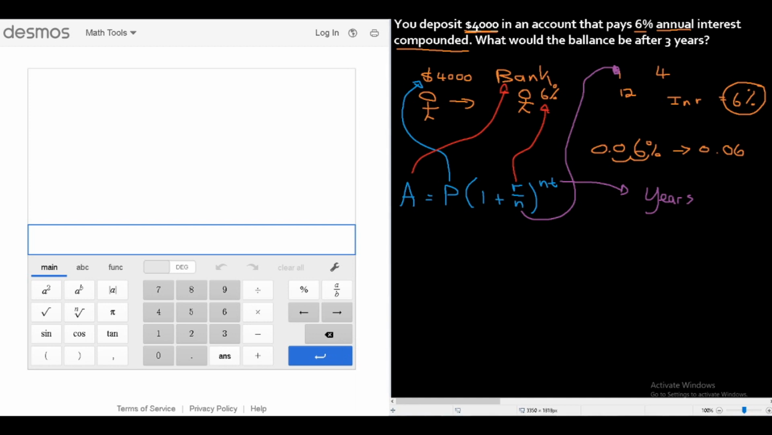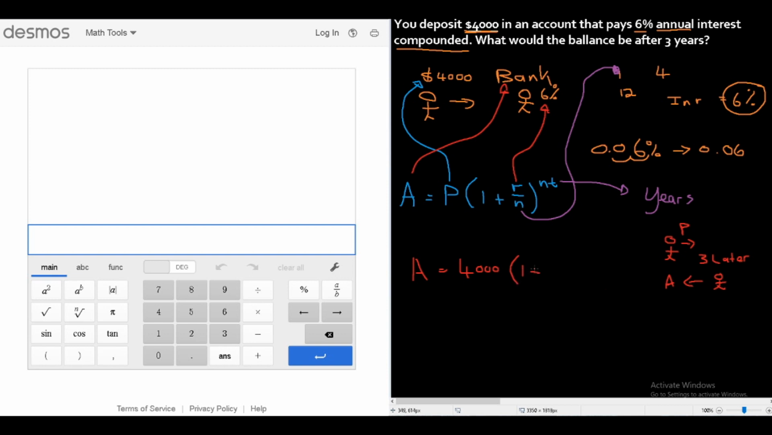Okay, so now how do we put these things into a formula? We want to find A because the question says, what would the balance be after 3 years? I'm going to start off by listing my P, which will be my initial amount. I go into the bank with P. After 3 years, I walk out of the bank with A.